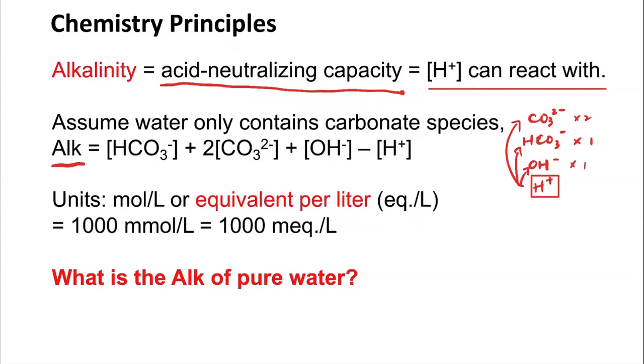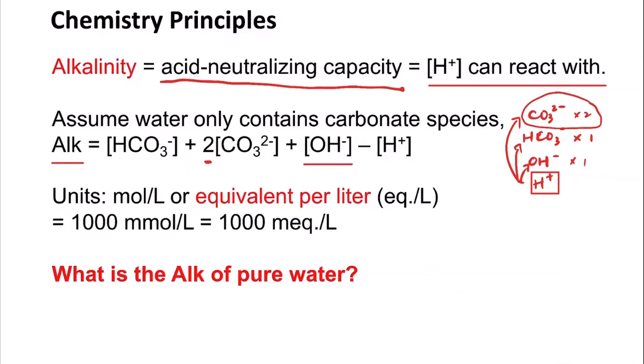So the alkalinity, or the ALK, is equal to the concentration of the bicarbonate ion, and then the concentration of the carbonate ion multiplied by 2, because it's reacting with two hydrogen ions. Okay, and then plus the OH ion, and then minus the hydrogen ion. So this is basically the equation that we use to calculate the alkalinity.